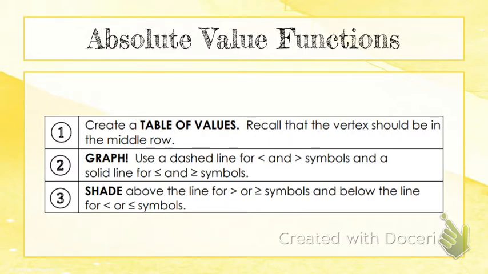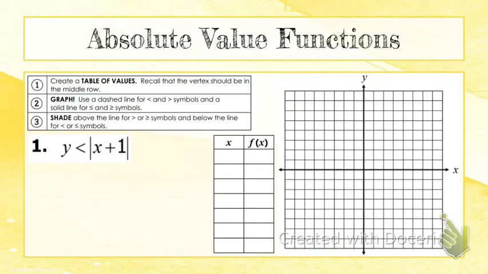But when we draw our line after we plot all our points, we're going to use a dashed line if we have less than or greater than. And we're going to use a solid line if we have less than or equal to and greater than or equal to. Okay, so we're going to have to choose between a solid line or a dashed line in these graphs. Then, if the symbol is greater than or equal to, then we have to shade above the line, and if it's less than or equal to, we'll shade below the line. That'll make a lot more sense as we apply it. So let's go ahead and dive right into an example.